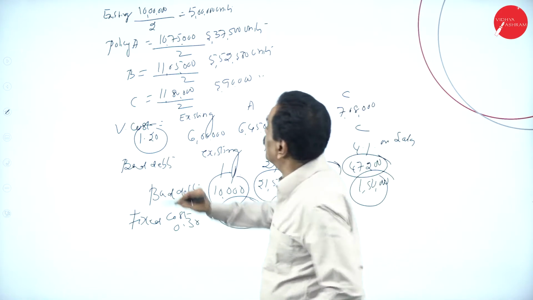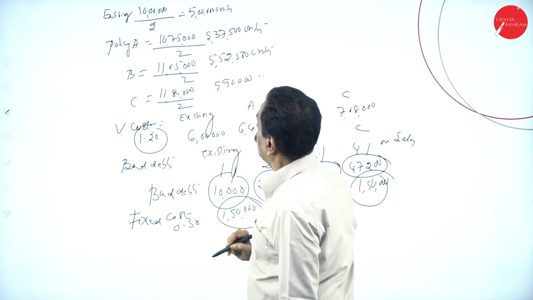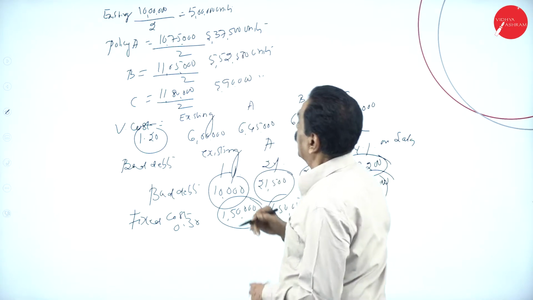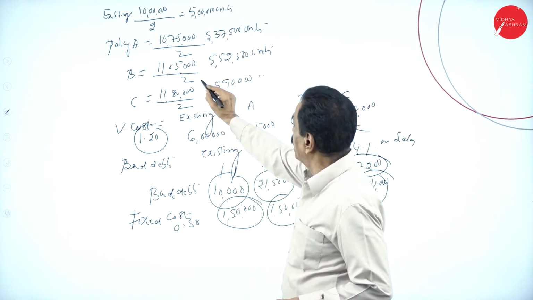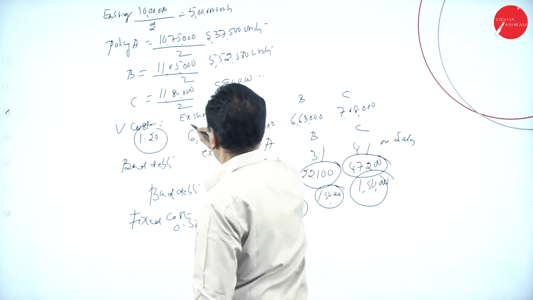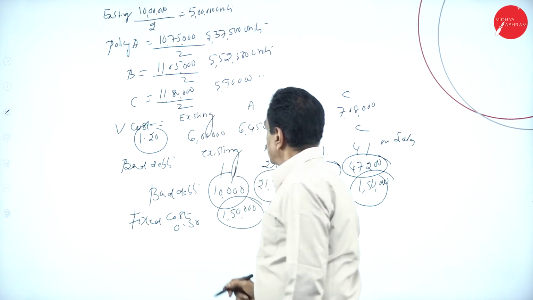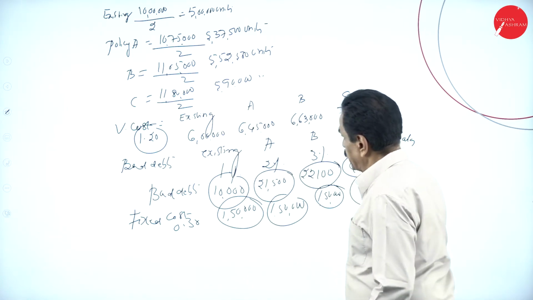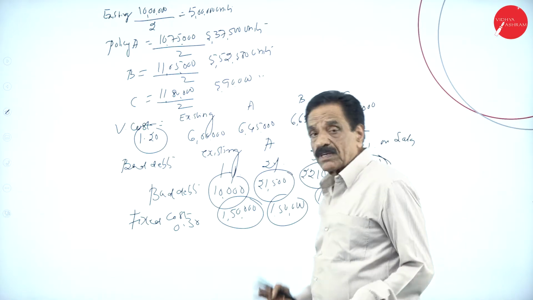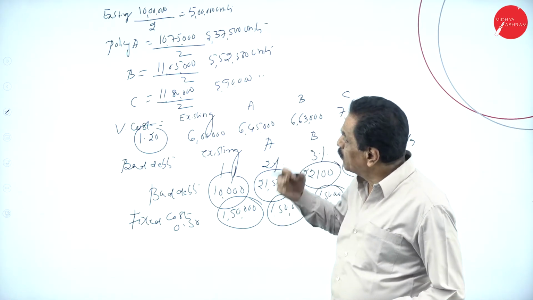What I did: existing 10 lakh divided by 2 is 5 lakh units, increased by 75,000 gives 5 lakh 37,500, increased by 1 lakh 5,000 gives 5 lakh 52,500, and 11 lakh 80,000 gives 5,90,000. Existing, you have the variable cost and sales figures. So all we have calculated now, then we'll put it into the format.